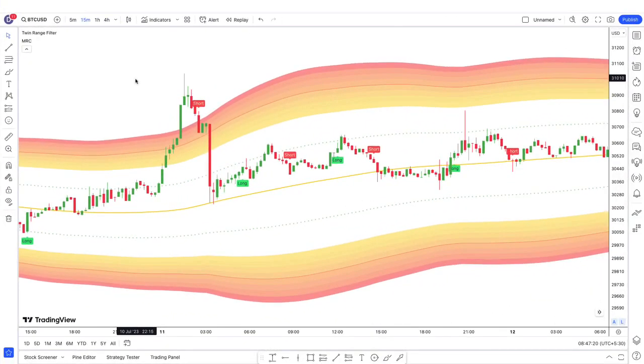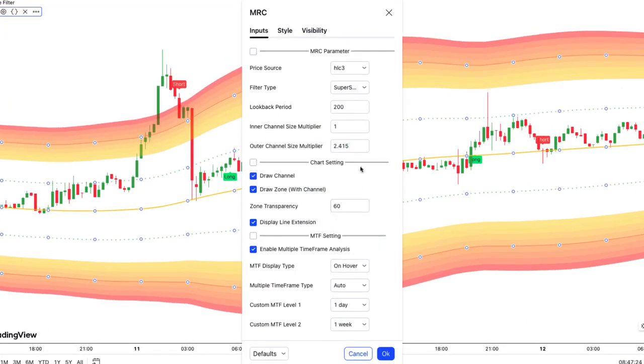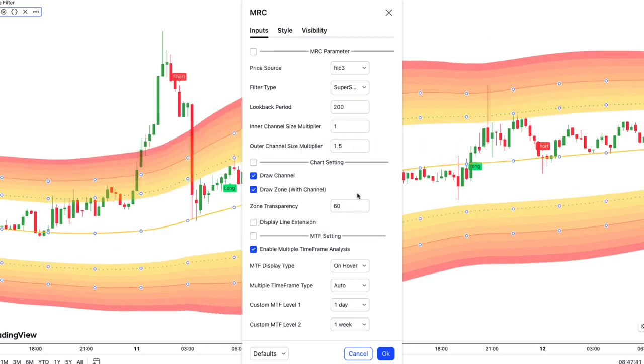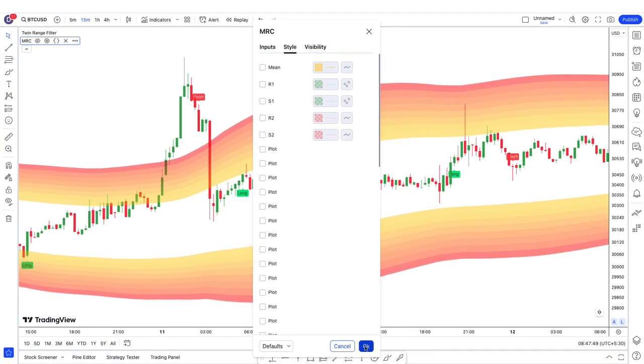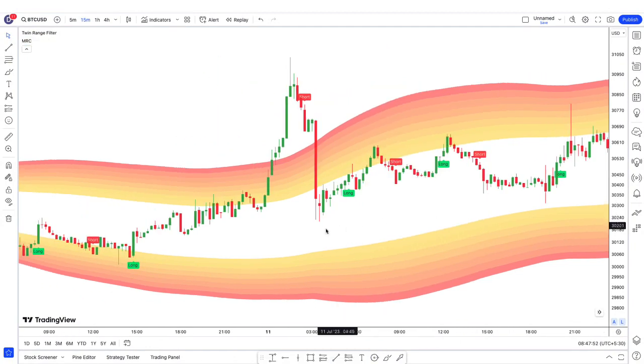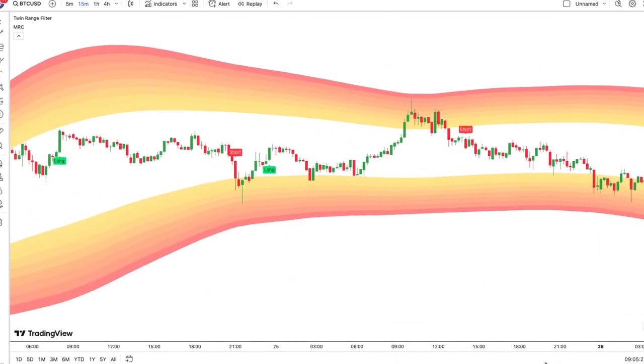To customize the indicator, double-click on it to access the Settings option. In the Inputs tab, you can change the outer channel size multiplier to 1.5 and disable the line extension option. On the Style tab, you can choose to disable all options except for the plot background, which can be left enabled. Now, let's discuss a typical trading approach using this indicator in a bullish trend.